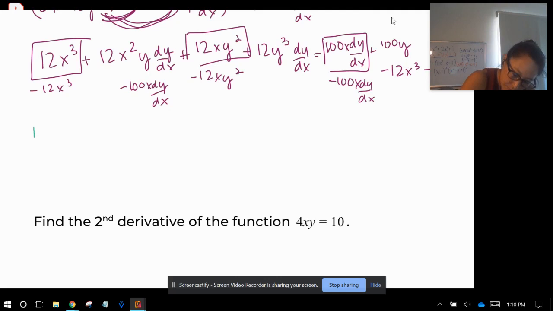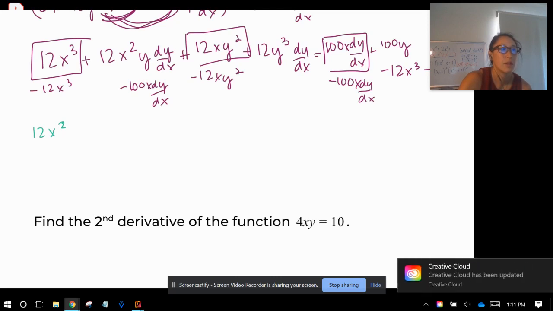Okay, so when I gather these all up, I get 12x cubed, right? 12x squared. I'm gonna double check. Make sure my work is good. Come on, screen recorder. Chill for me.